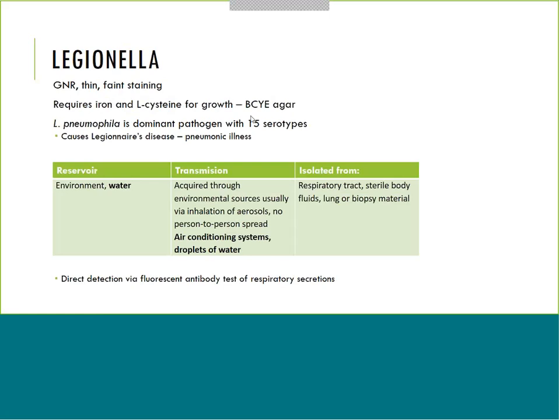Out of all the Legionellas, Legionella pneumophila is our main pathogen. It has 15 different serotypes, but the main disease that Legionella pneumophila causes is a pneumonic-like illness. That's why it's pneumophila, and it's something that we call Legionnaire's disease. Some of you might have heard of this, but Legionnaire's disease was named because the first outbreak of this that they discovered and linked was in the American Legion.